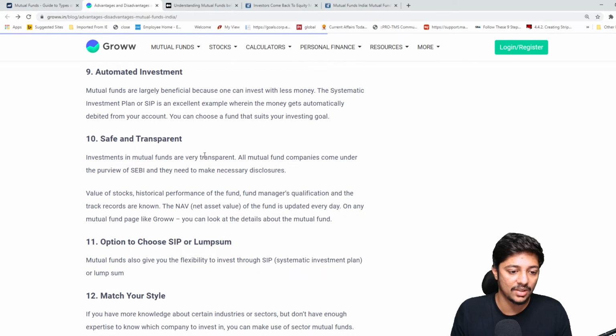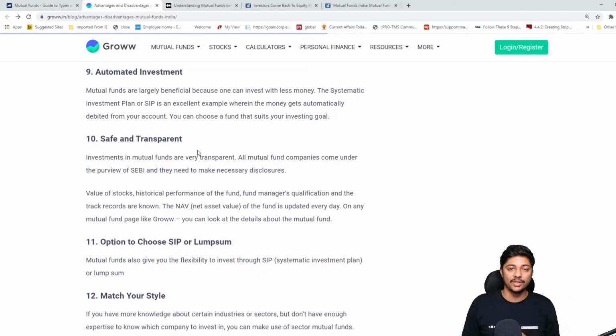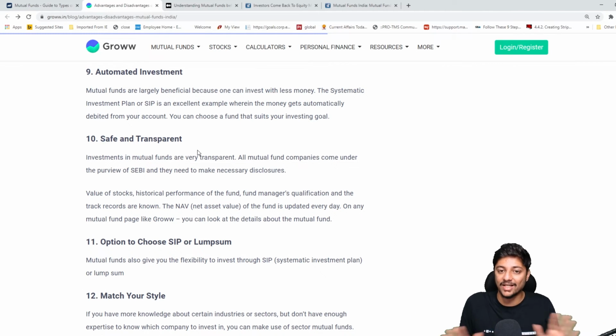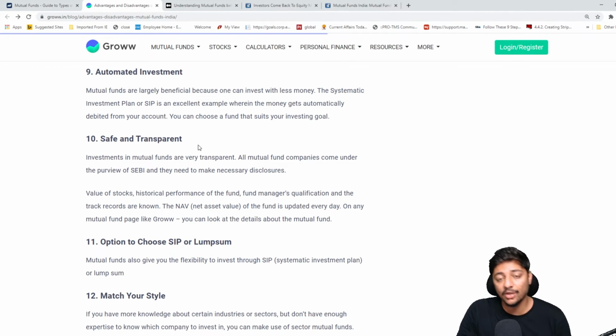And the last but not the least, it is very safe and transparent. Obviously, because I told you, every mutual fund house has to show what they're investing in, has to be very transparent about it. They also come under the SEBI rules. Now there's a new body set up called AMFI. So they also do a lot in the mutual fund. So it's very safe. It comes under the SEBI purview, and SEBI keeps looking at it. The fund managers' quality too.